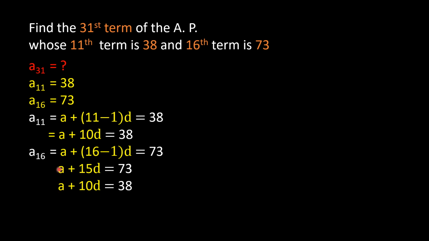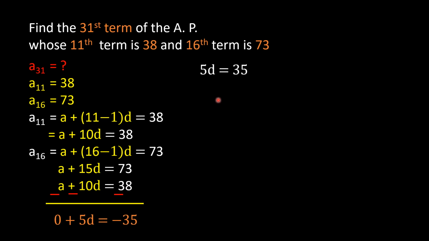Now we will solve these two linear equations. We will change the signs of the second equation and write plus A as minus A, plus 10D as minus 10D, and plus 38 as minus 38. Now A minus A will be 0, 15D minus 10D will be 5D, and 73 minus 38 will be minus 35. So 5D will be 35 and D will be 7.